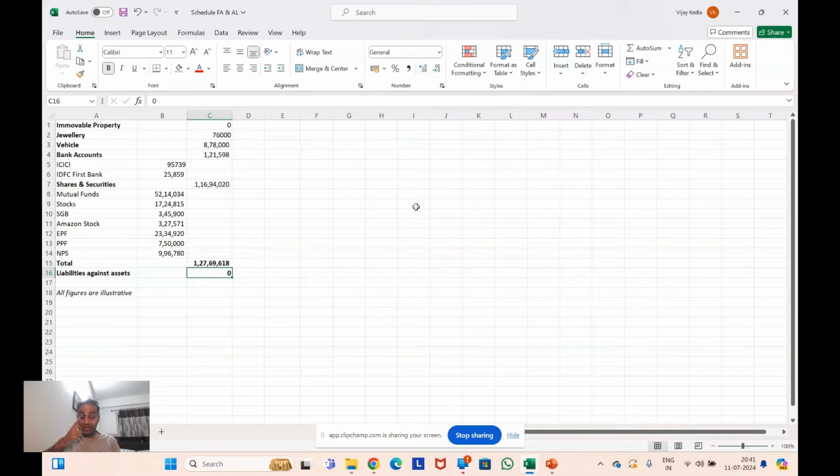But whatever assets you are showing here, and against those assets, if there is no liability, then you need to show it zero. So your personal liabilities which are not related to assets, for example your personal loans or credit cards, should not be included here. It should be only against the assets.